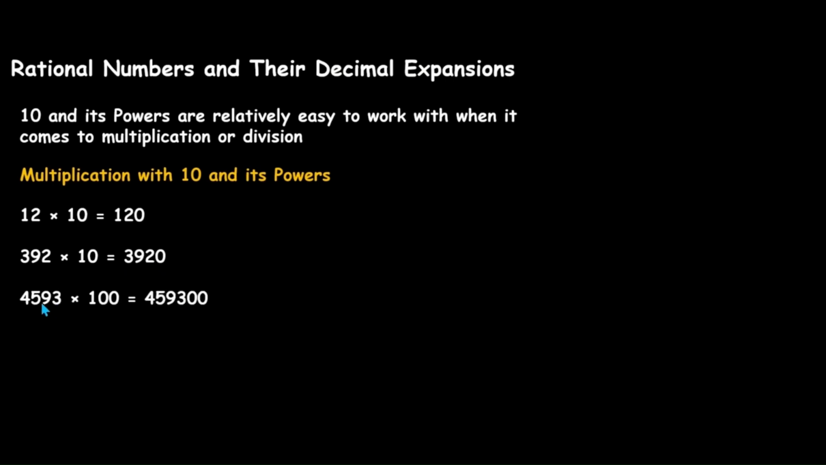Another number, when multiplied with 100, which is a power of 10. Here also we keep the number as it is and add 2 zeros to the end of the number, as 100 has 2 zeros.